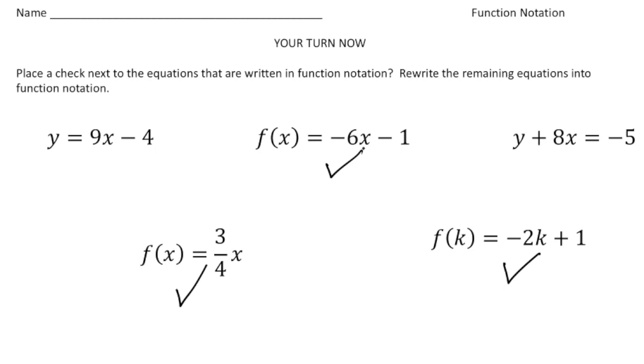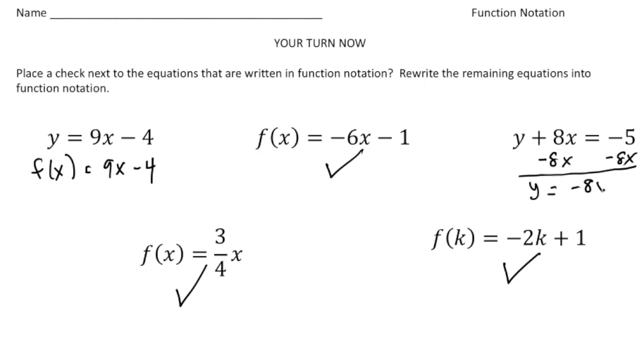These other two equations are not. So let's rewrite this one as f of x equals 9x minus 4. And then this one over here at the end, there's a little bit more work. I'm going to first take away 8x. So now it's going to be y equals negative 8x minus 5. And now we can write it in function notation. So it's going to be f of x equals negative 8x minus 5. And there it is. How'd you do?